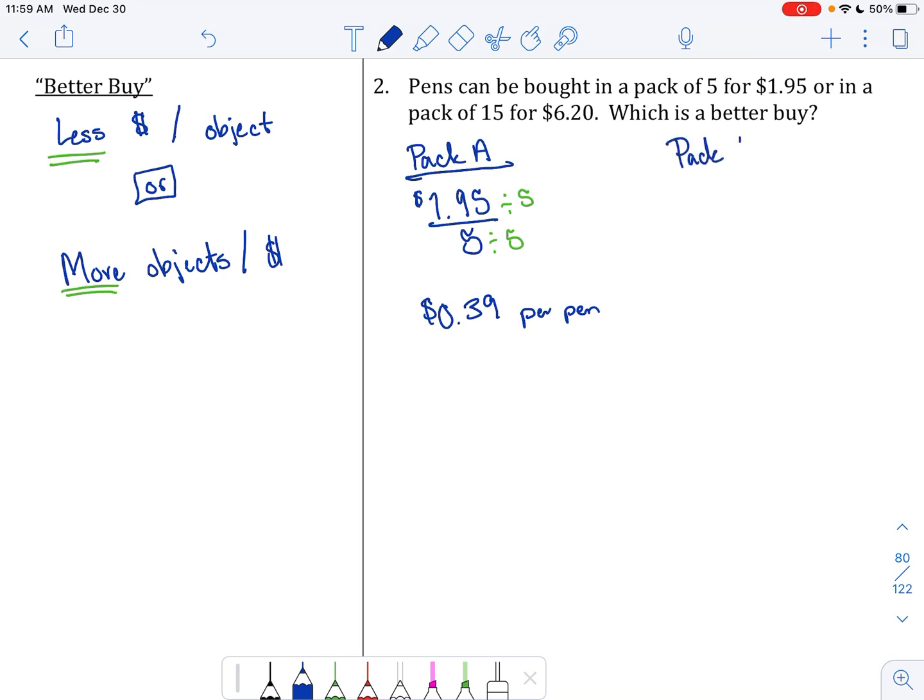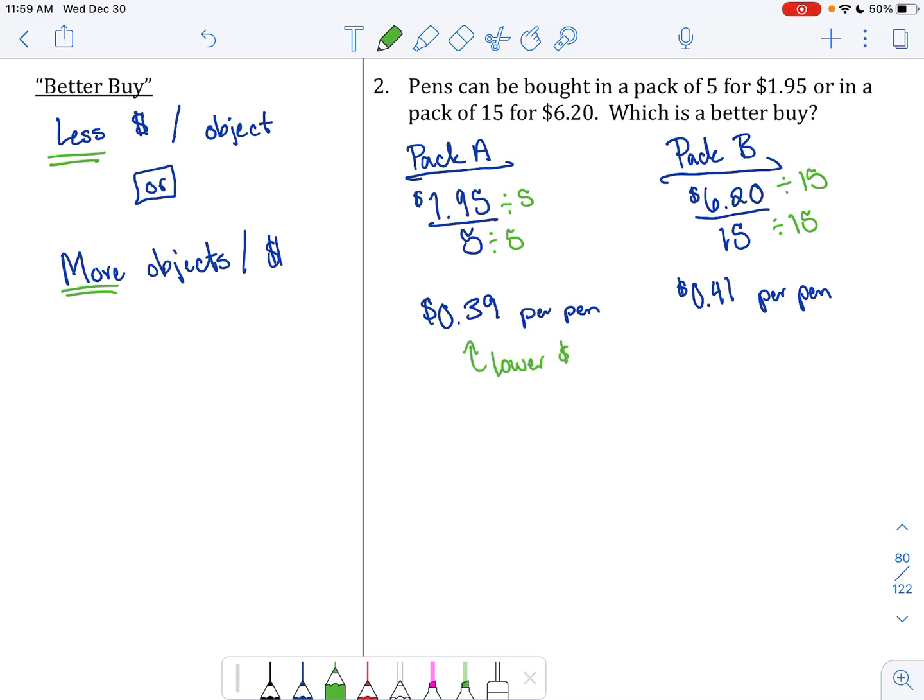For pack B, we have $6.20 divided by the 15 pens. Want to find the unit rate, so divide both by 15. And for pack B, the unit rate is 41 cents per pen. Therefore, this is the lower amount of money per pen, and so therefore pack A is the better value.